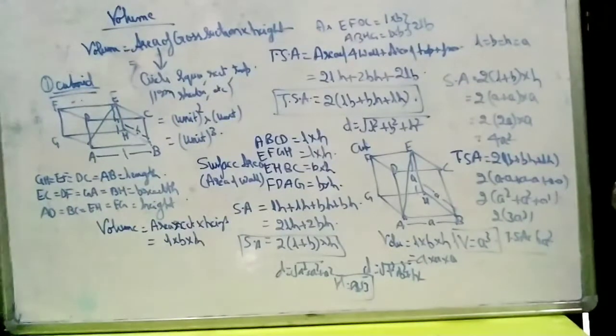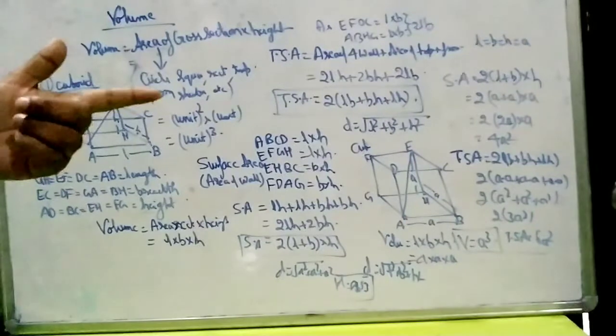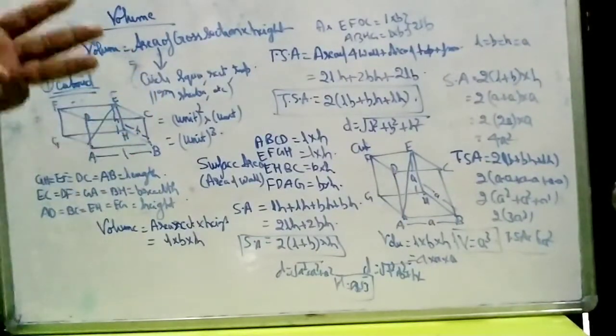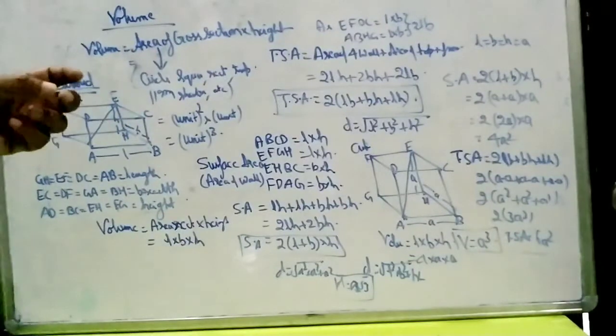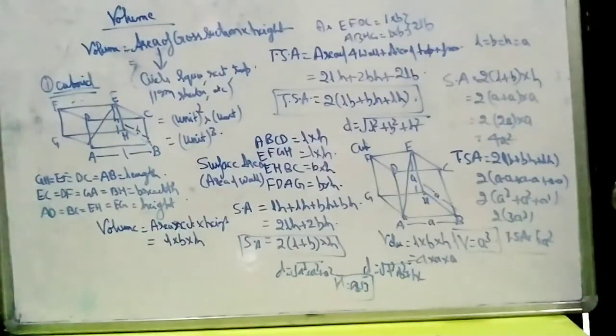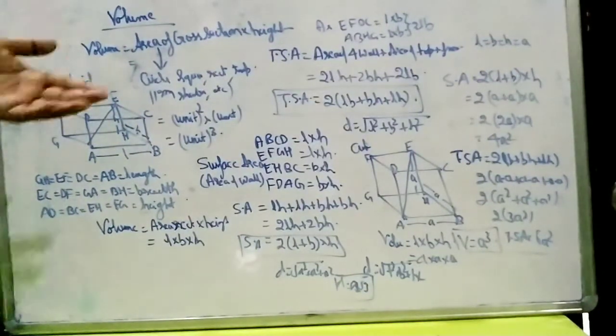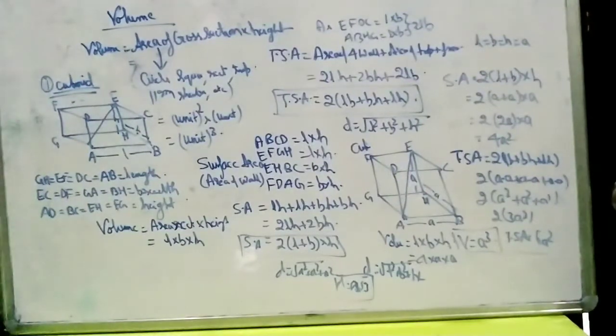Next will be cylinder, cone, sphere and hemisphere. Those too are to be calculated by using formulas to identify the volumes. That we will discuss in our next class.